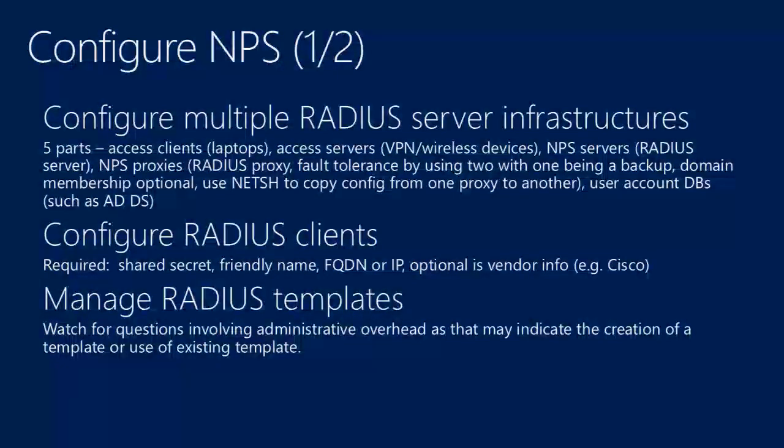And then on the RADIUS client, the requirements are you need a shared secret, you need a friendly name, you need an IP or a domain name, and then the vendor info. Some of you probably set this up where you put in the vendor like Cisco when you're setting it up. RADIUS templates. So we talk about administrative overhead. There are existing RADIUS templates, and you want to tackle those and use them if you can. Sometimes you can build on the templates or copy them and then deploy something new.